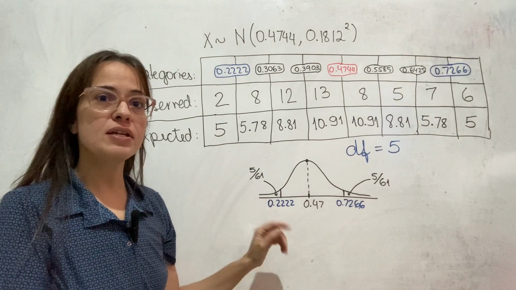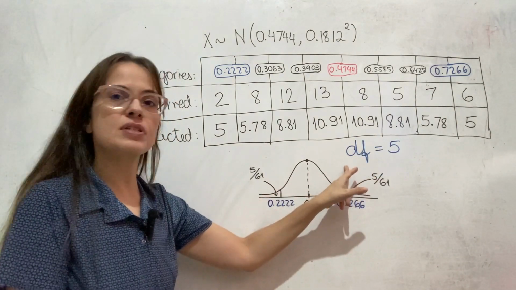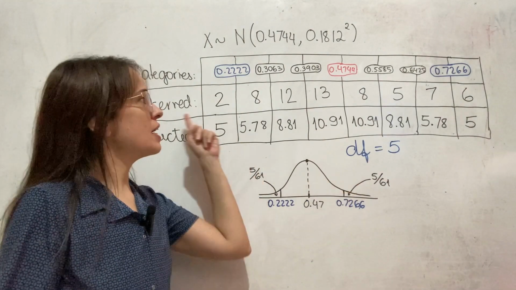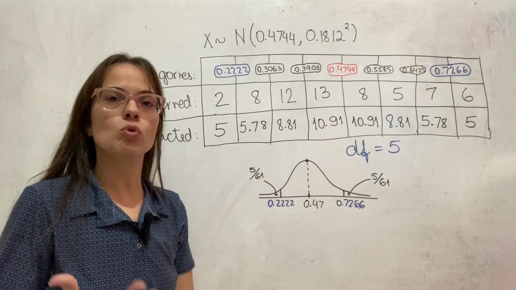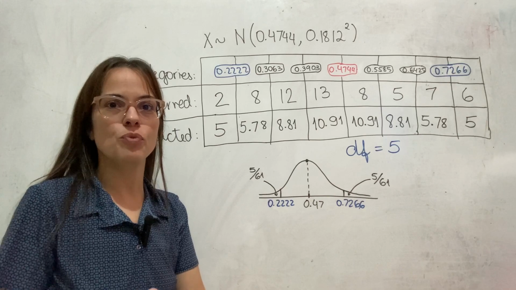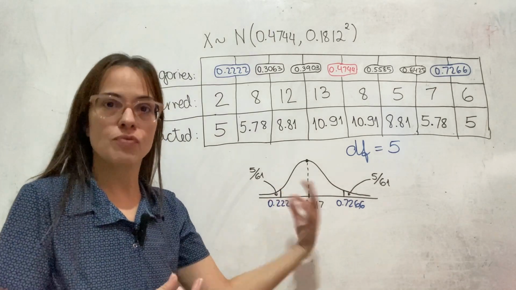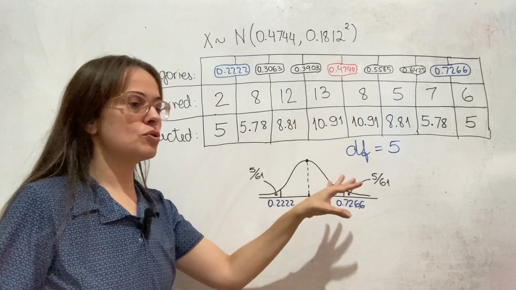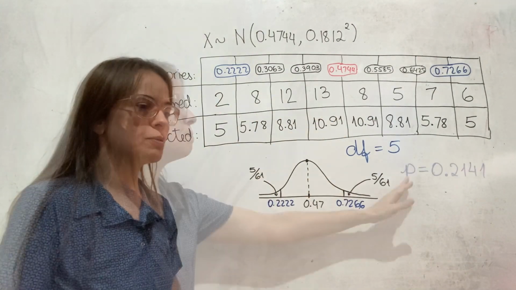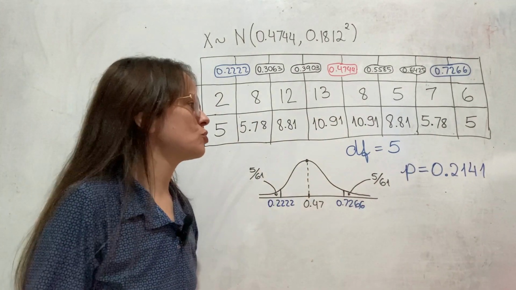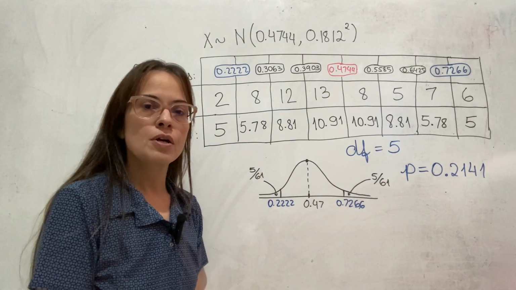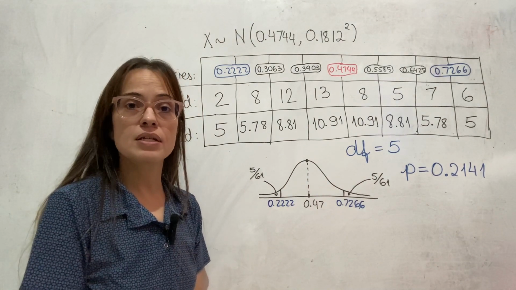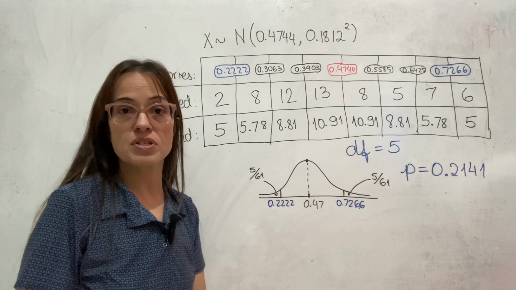So not forgetting that this has 5 degrees of freedom because I have 8 categories and I always lose 3 degrees of freedom when I'm using a normal distribution for the reasons that I mentioned before. I put all of this into the calculator and the result was P equals 0.2141, which is also kind of big. It is definitely bigger than 5%.